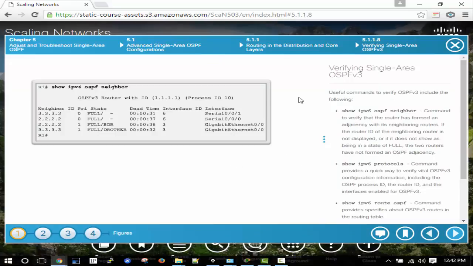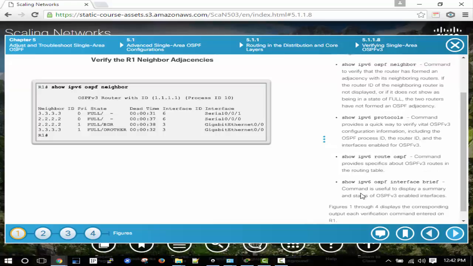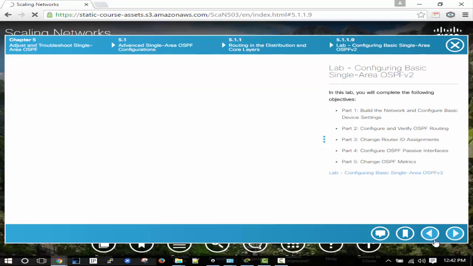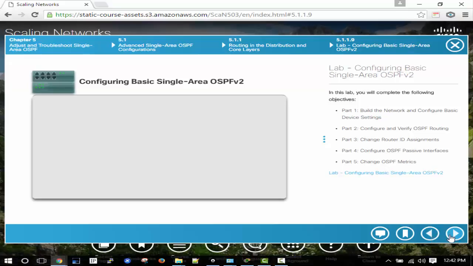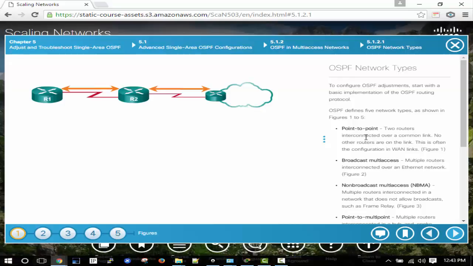Alright, so our IP version 6 neighbor commands, basically all the same show commands, just put IP version 6 instead of IP in front of them. Feel free to try those out. Alright, so now we get into our fun stuff. Like I said before, where do we not have a Dijkstra algorithm? If we're doing point to point, right? So point to point, why do we not need a BDR and a DR? There's no options. You're either the DR or you're not.